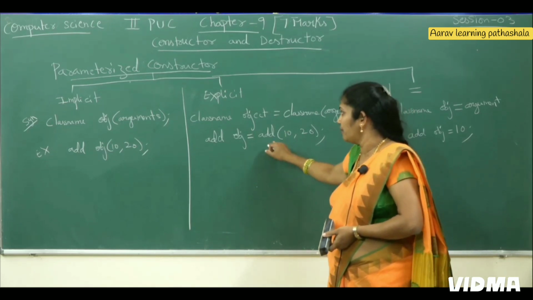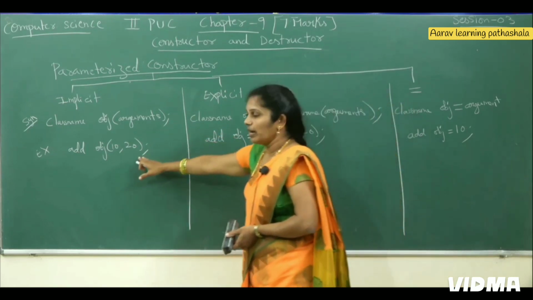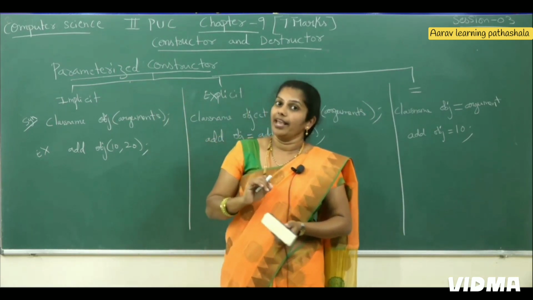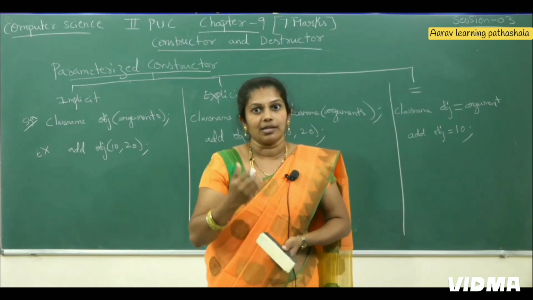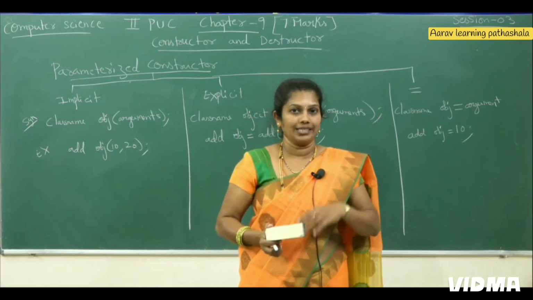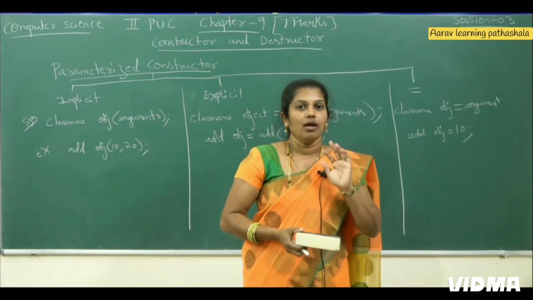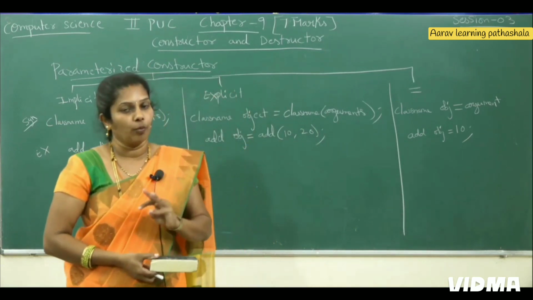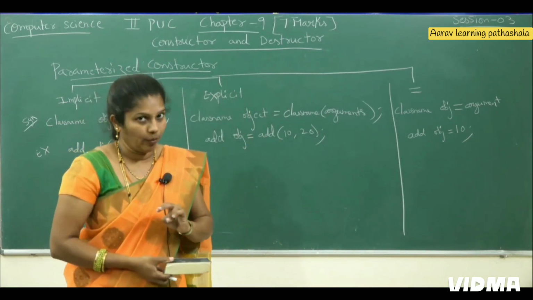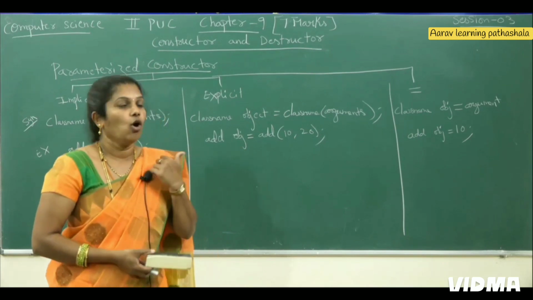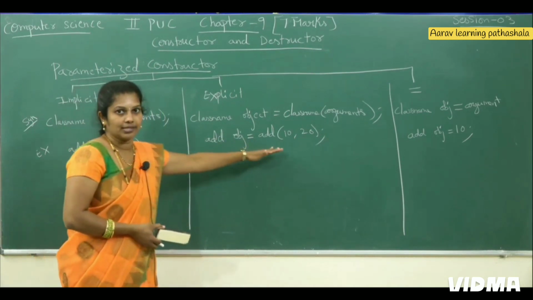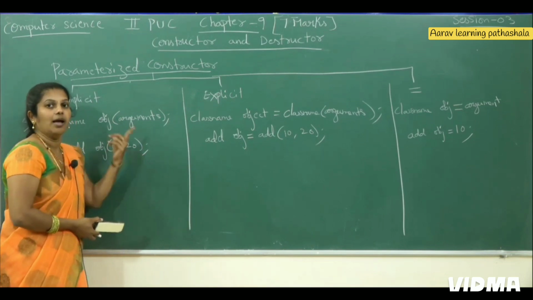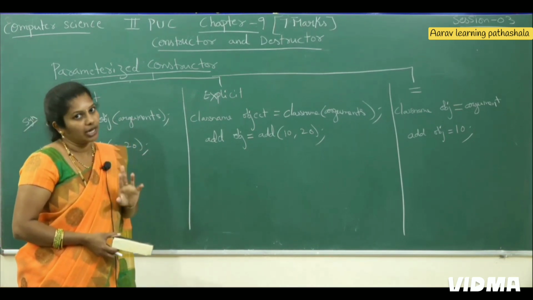When we create objects with arguments, at that time this parameterized constructor will execute, and this parameterized constructor can be overloaded. These are the three advantages. Parameterized constructor is a constructor which has arguments. It will be invoked automatically when we create objects with arguments.